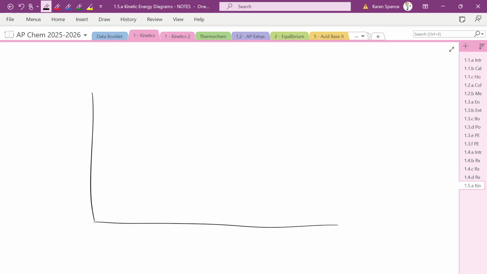Where should it start? 0, 0, 0. What is the x-axis? Okay, we'll come back to that. What's on the y-axis? Number of particles. What's on the x-axis? Kinetic energy.